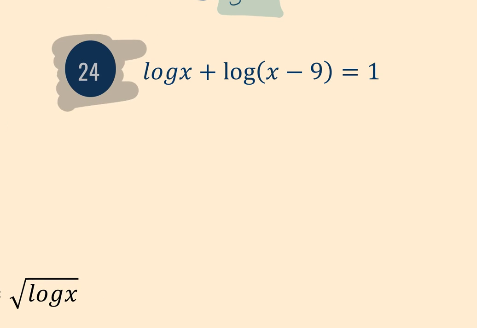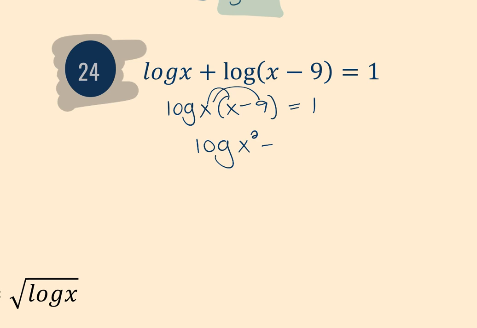Twenty-four has two logs on one side of the equal sign, so we're going to condense them first. Log of x times x minus 9, because it's plus, equals 1. Log of x squared minus 9x would equal 1. The base on log is what? 10.